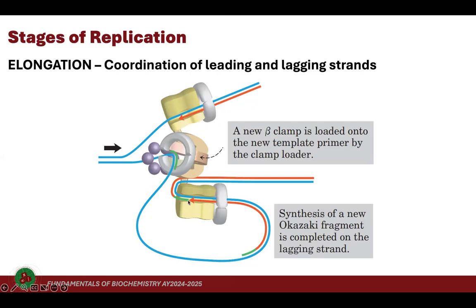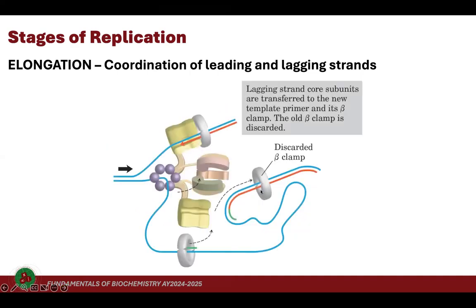And at this point, the Okazaki fragment currently being synthesized has reached the end, so it encounters an RNA primer here. So what happens? That beta clamp will be discarded from this core because its work is done. Now this newly loaded beta clamp will attach to this core, and then the process is repeated.